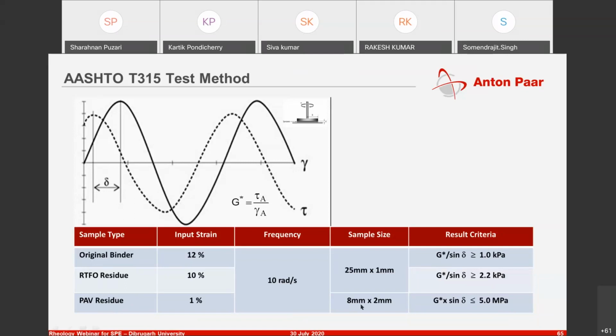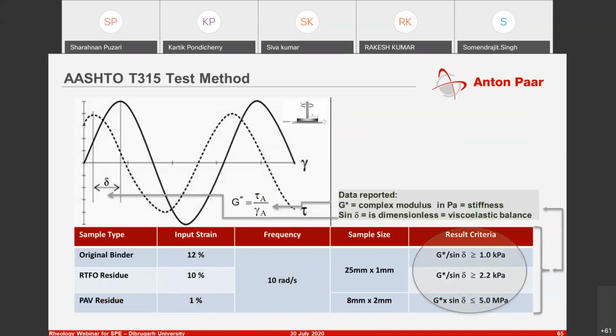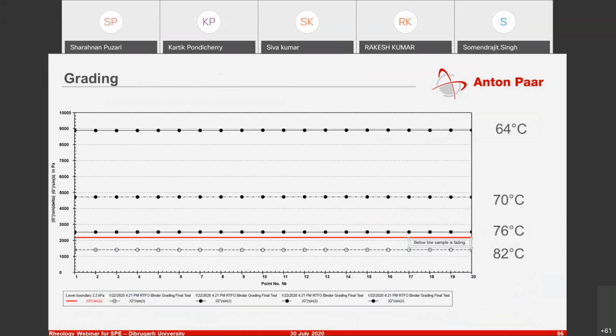I mean, this is just to give you some idea that there are norms which specify how the asphalt is supposed to be. And this is basically for original binder. So here, if you're imagining a sample has been tested at different temperatures, because you're talking about temperature dependence as well.